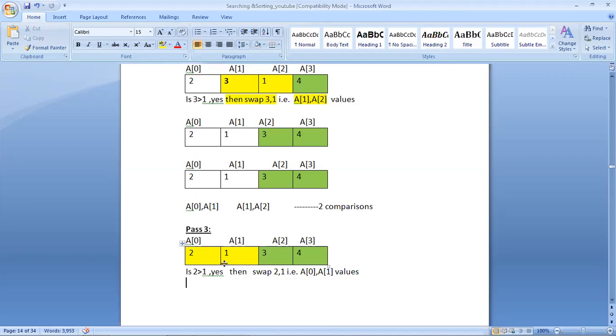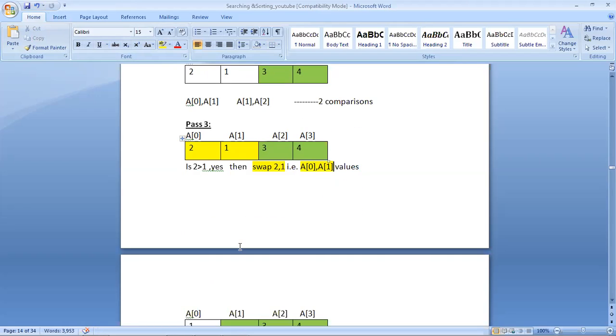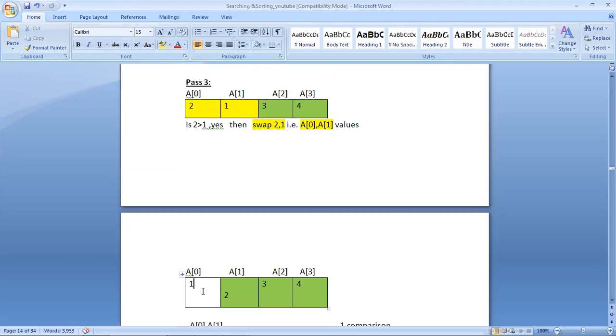Now look at the first adjacent pair of elements. Are these two values in ascending order? Check: is 2 greater than 1? Yes, so 2 and 1 are not in ascending order. Then swap 2 comma 1, which is a of 0 comma a of 1, the first and second values of the array. After the swap operation, the array values are 1, 2, 3, 4.